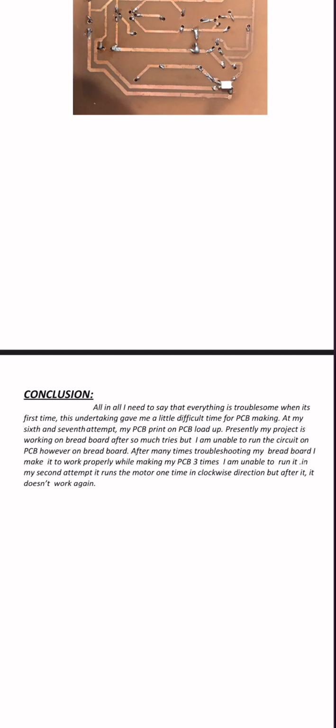However, after many attempts and troubleshooting, my breadboard works and moves the motor in two directions, and the PCB works only on my second attempt, and then furthermore components burned out.